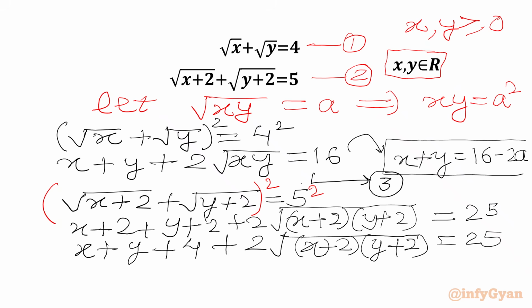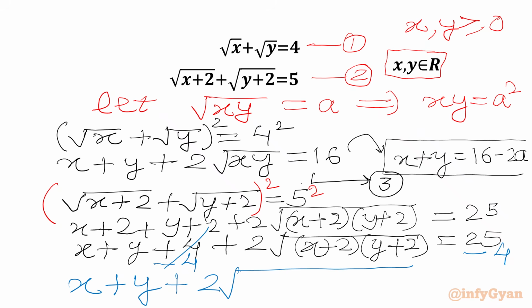Now we are going to subtract 4 from both the sides. So I will write minus 4, minus 4. So our equation will become x plus y plus, and minus 4 will get over, plus 2 times square root of x plus 2 times y plus 2 equal to 25 minus 4, 21. We will call this our equation number 4.